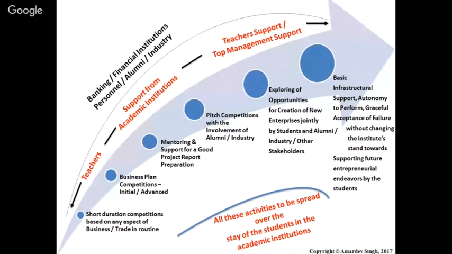That can be another advanced level step that can be taken by institutions that are at a somewhat advanced level, or by an institution that has started it since the first year of the students' course. And then at the final level, basic infrastructural support is a must. At the final level, it has to be infrastructural support, autonomy to perform, and graceful acceptance of failure without changing the institute's stand towards supporting future entrepreneurial endeavors by the students.